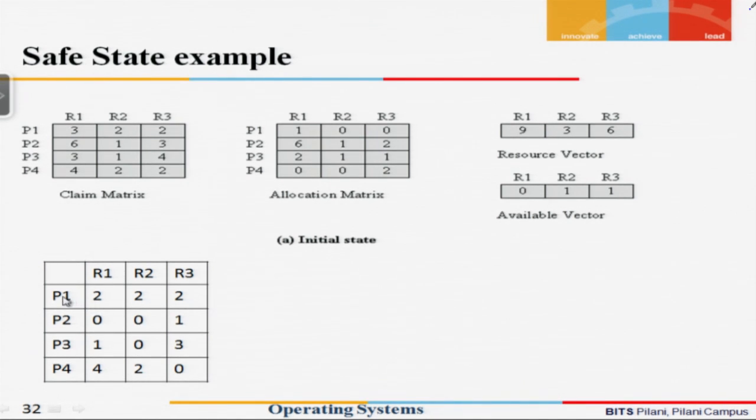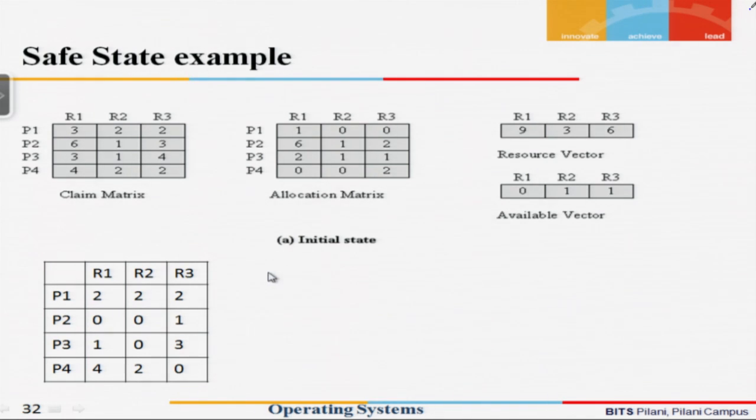P1's need cannot be met because P1 requires 2 2 2, while P2 requires 0 0 1, so its need is less than availability. In case of P3, need is greater than availability. In case of P4, again need is greater than availability. So we can say that P2's need can be met. So what we can do now is the release operation for P2.